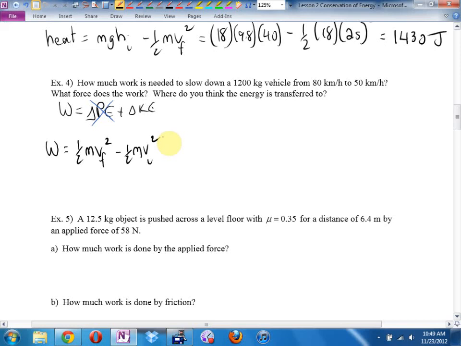Are you picking up why I kind of went on that rant for a while? Do the masses cancel this time? No. Why not? There's no mass in the expression for W, which makes sense. Is it harder to stop a bus or to stop a bike? The masses shouldn't cancel. It should make a difference. So I'm okay with that.